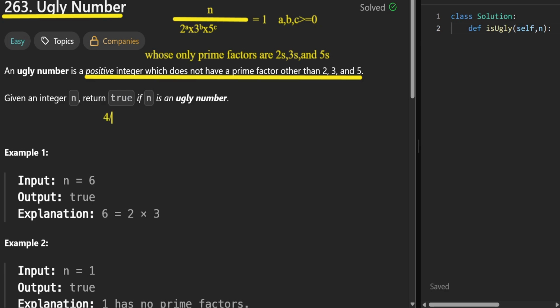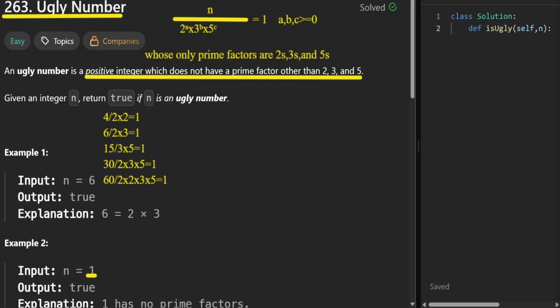Ugly number 4 has prime factors 2 and 2. Ugly number 6 has prime factors 2 and 3. Ugly number 15 has prime factors 3 and 5. Ugly number 30 has prime factors 2, 3, and 5. Ugly number 60 has prime factors 2, 2, 3, and 5. By definition, 1 is also an ugly number because 1 has no prime factors.